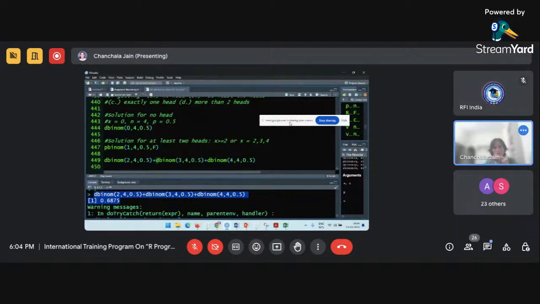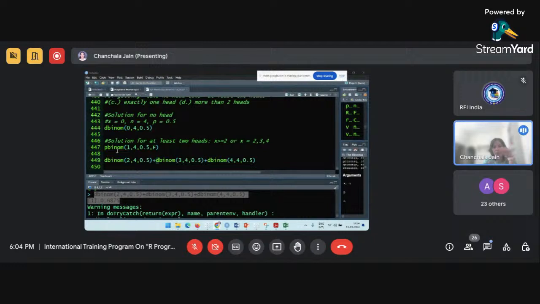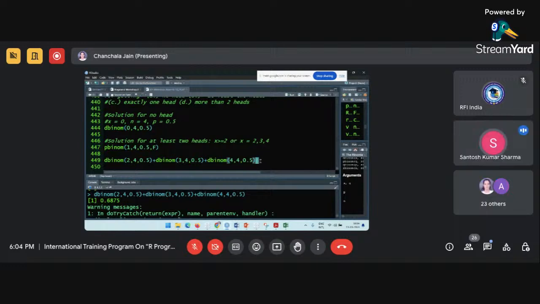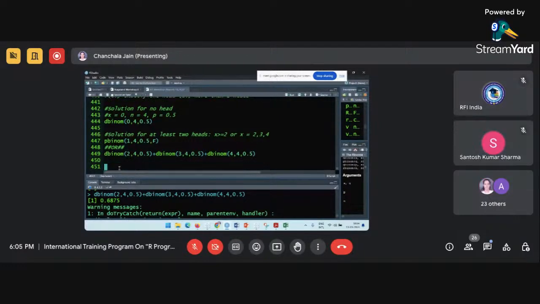Santosh sir, if you are not much clear about this pbinom function, this way also we can get the solution. Okay, ma'am. So I am writing here or. Okay. Now going for the next.